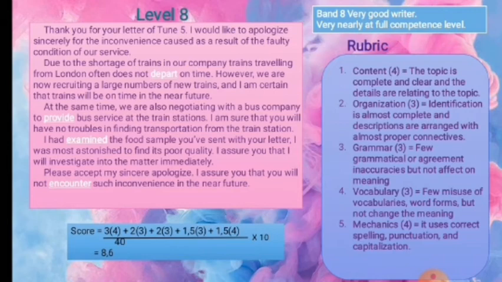I give 3 for the score because its identification is almost complete and the descriptions are arranged with almost proper connectives. The third is grammar. I give 3 for the score because there are few grammatical or agreement inaccuracies but they do not affect the meaning. Fourth is vocabulary. I give 3 because there is little misuse of vocabulary and word forms, but it does not change the meaning.